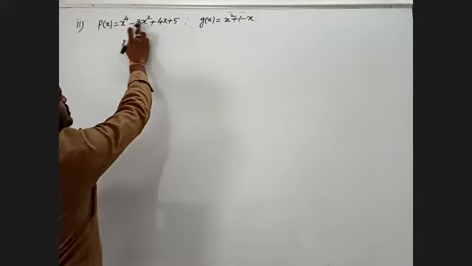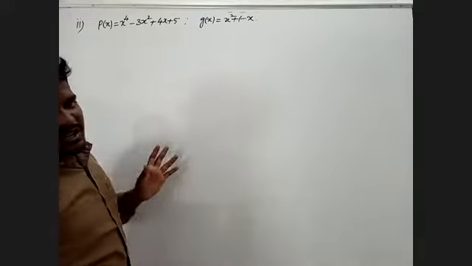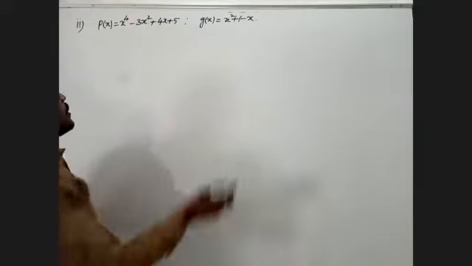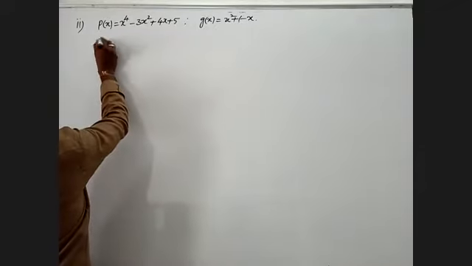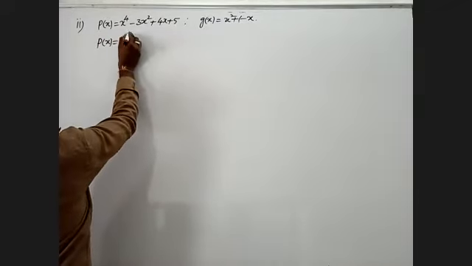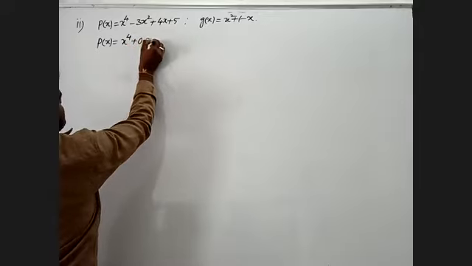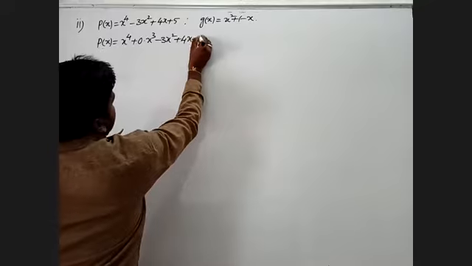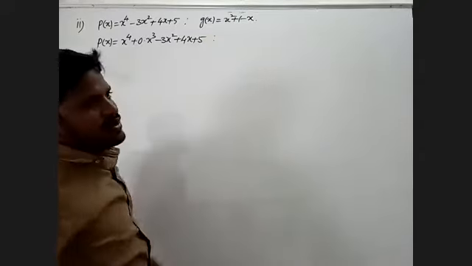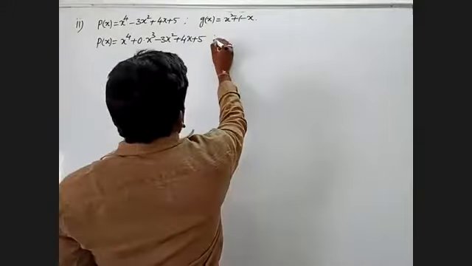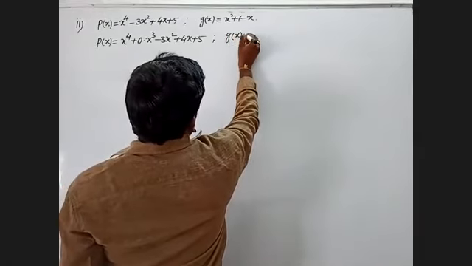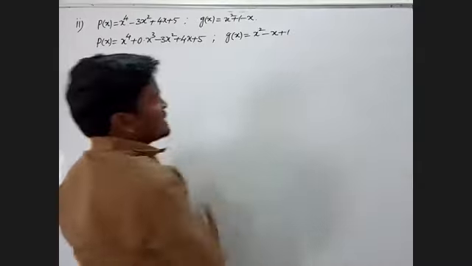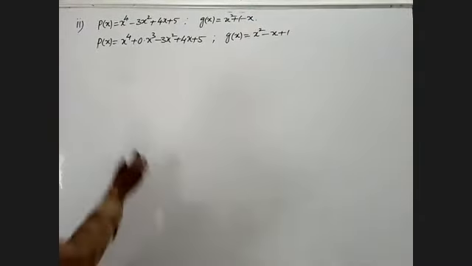4, 2, 1. First, there is no cube coefficient in this given polynomial, right? P of x is equal to x power 4 plus 0 into x cube minus 3x square plus 4x plus 5, I will write. And I will also write the other one as g of x is equal to x square minus x plus 1.